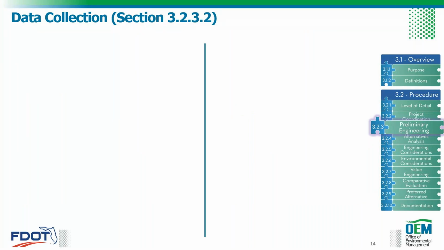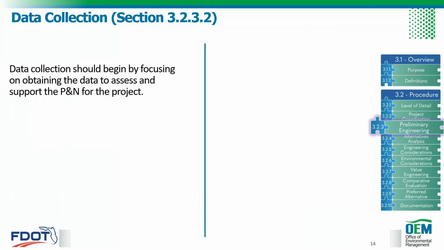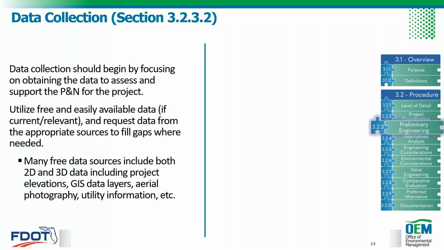Next up is data collection. So data collection should begin by focusing on obtaining the data to assess and support the purpose and need for the project. You want to think of the purpose and need as the grading criteria for your project. We suggest that you utilize free and easily available data for your data collection and data gathering. Check to make sure that the data that you're pulling is current and relevant. So if something has changed in your project area and the data that you've got is no longer relevant, or if it's super old, might not be the best to use.